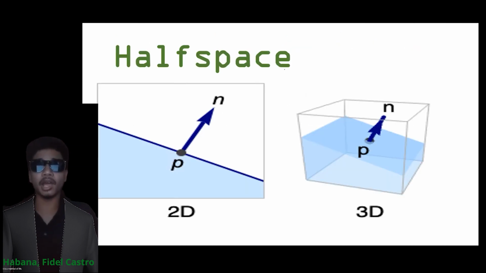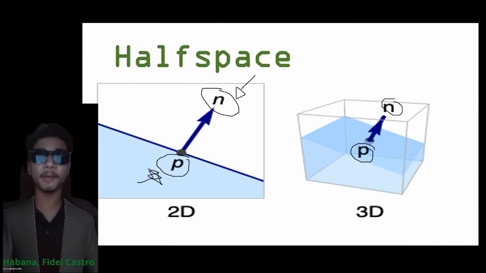A half-space is similar to a hyperplane, but it covers the area on one side of a hyperplane. In the image below, the letter N is on one side, a half-space, while the letter P is on another side, also a half-space. They are separated by a hyperplane. In other words, a hyperplane is the boundary of a corresponding half-space.